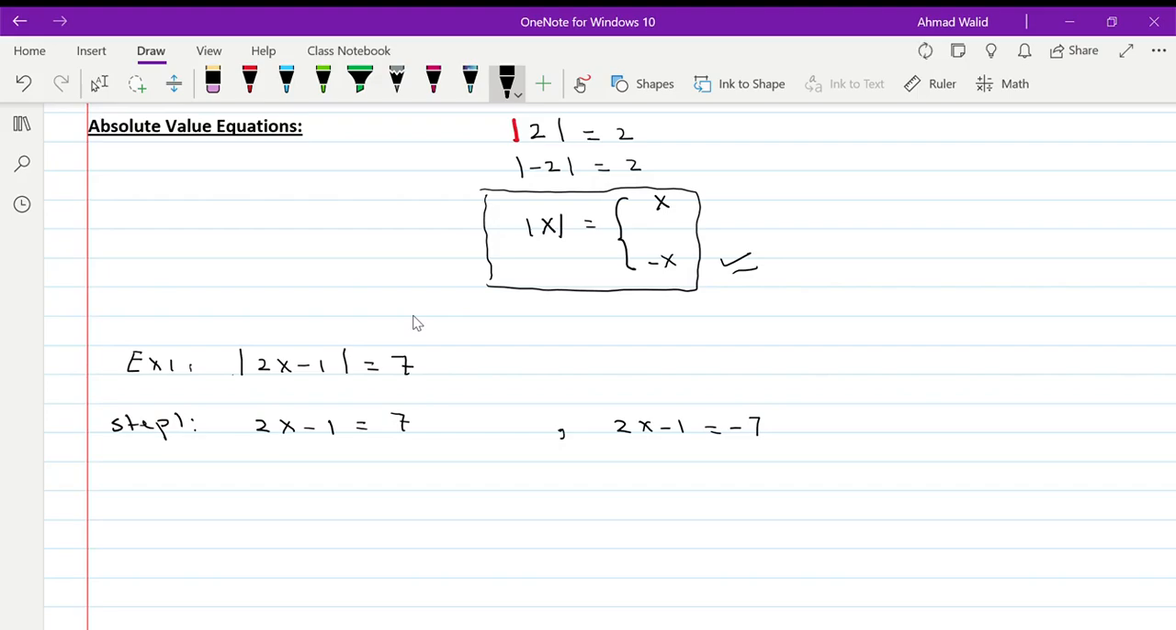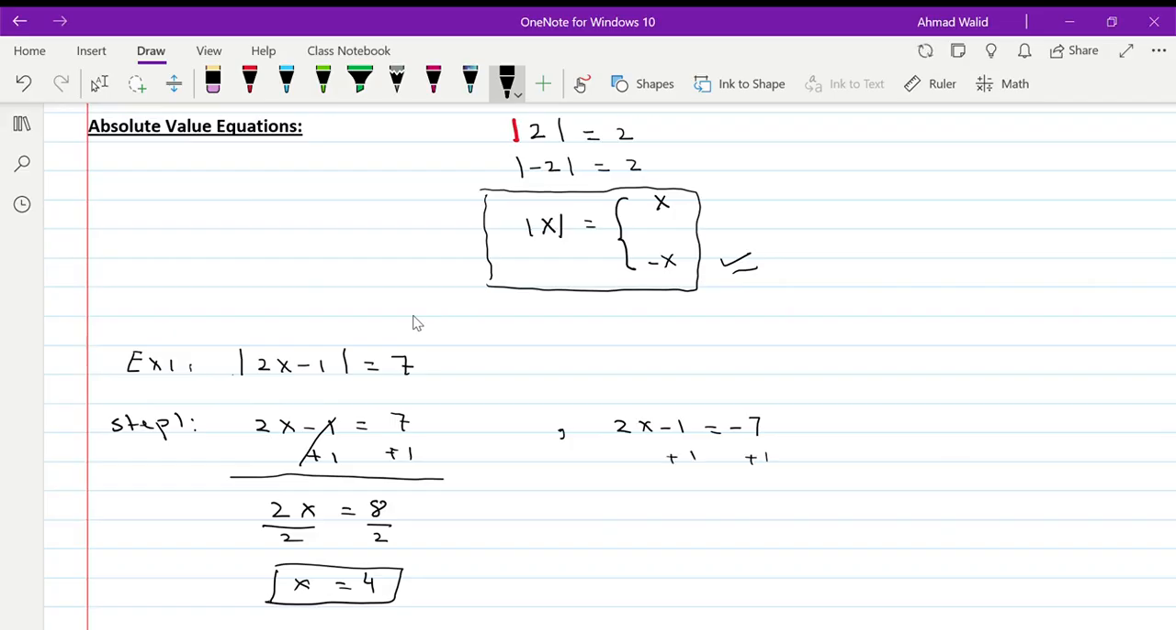To solve the first one, I will add 1 to both sides. Then 2x is equal to 8. I'll divide both sides by 2. X is equal to 4. One solution. And I'll solve the other one. Again, add 1 to both sides. Here, you end up with negative 6. Here, 2x is equal to negative 6. Divide both sides by 2. X is equal to negative 3.